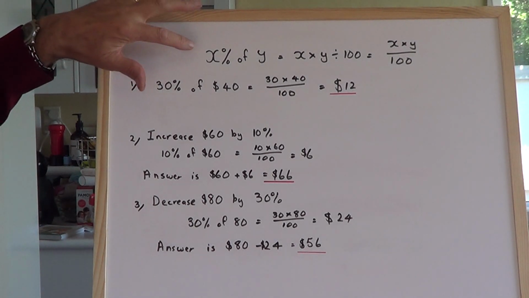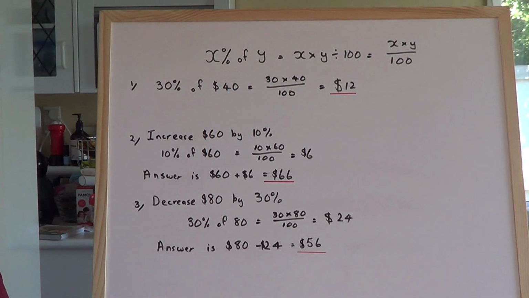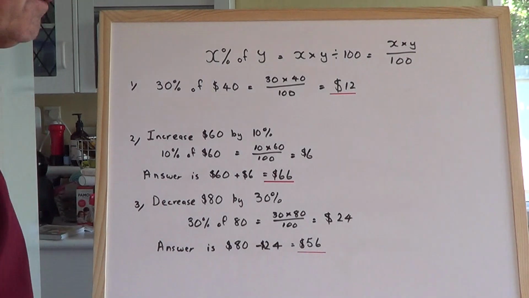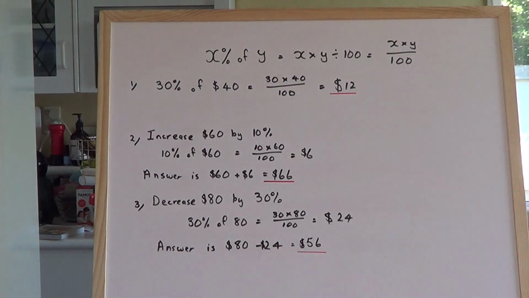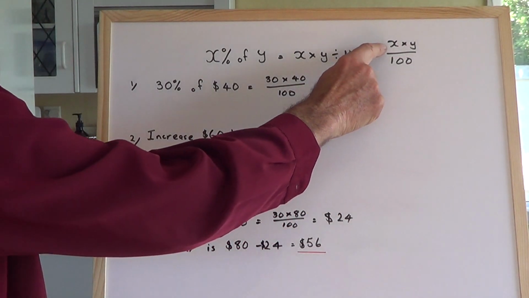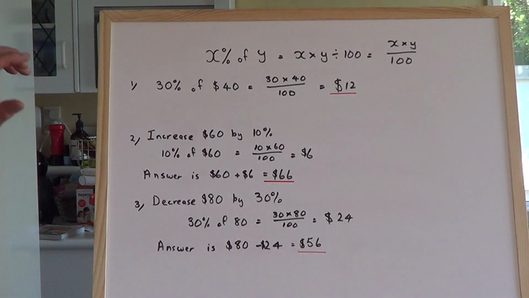Here is the rule for finding x% of y. The percent sign means per 100. That's where we get the dividing by 100 from. The "of" means times. That's where we get the times from. So that is x times y over 100.